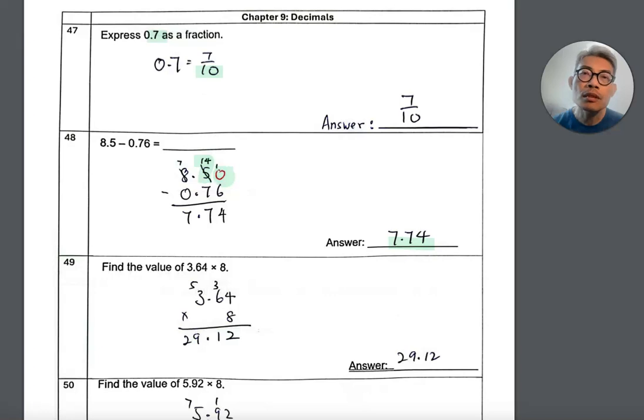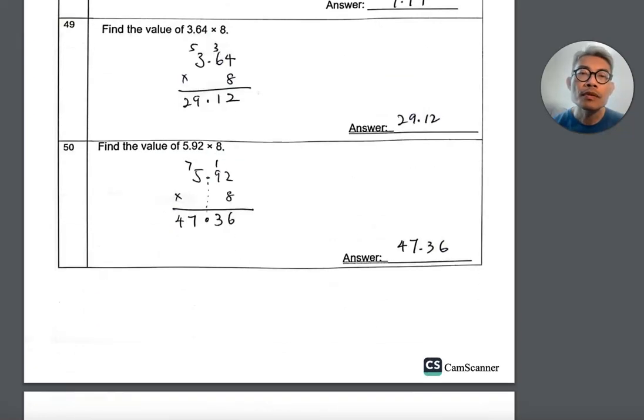This is multiplication. When you multiply, you must always remember you have your decimal here, and don't forget the decimal in your answer. Question 50, also again multiply by a single digit, and the main thing is don't forget your decimal, right? Don't forget your decimal.